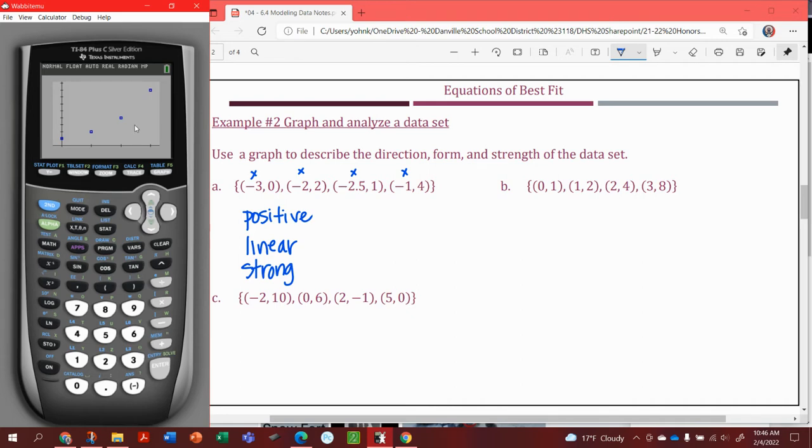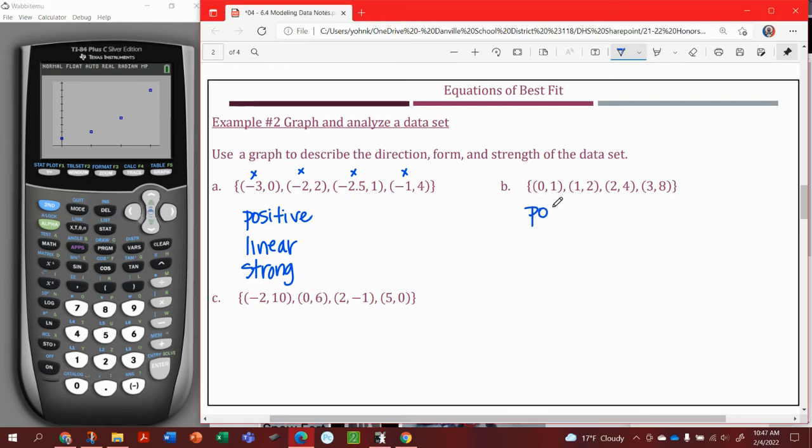So as you can see from this picture, it doesn't look like it's a straight line. It definitely is going up and to the right, so it's positive. It's not a linear function, so non-linear. And the dots do form a clear pattern, so this is a strong correlation.